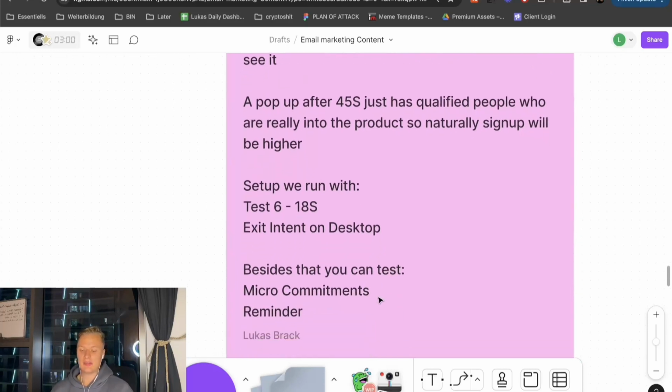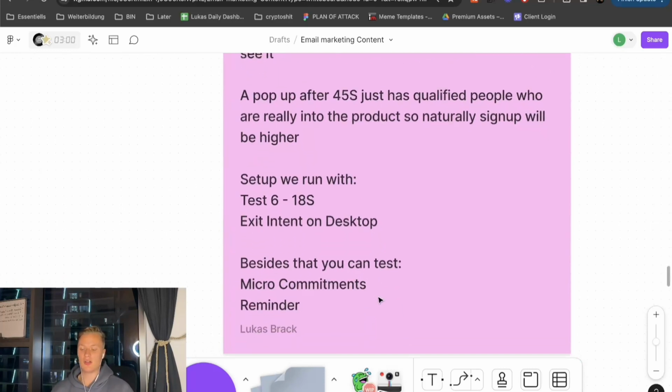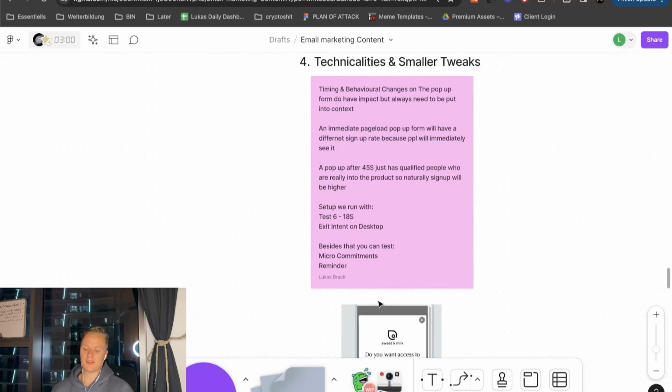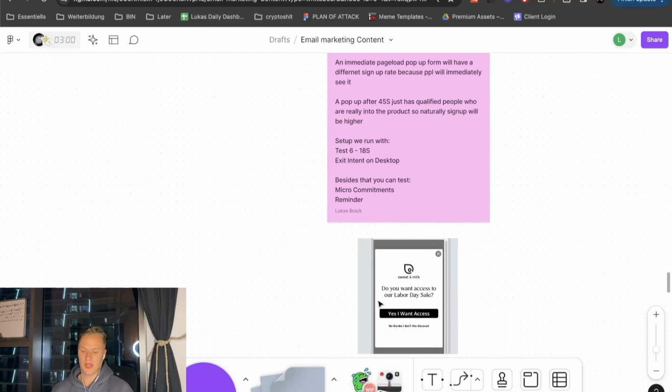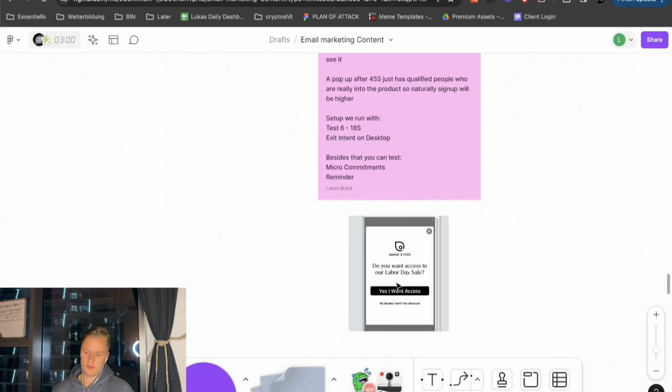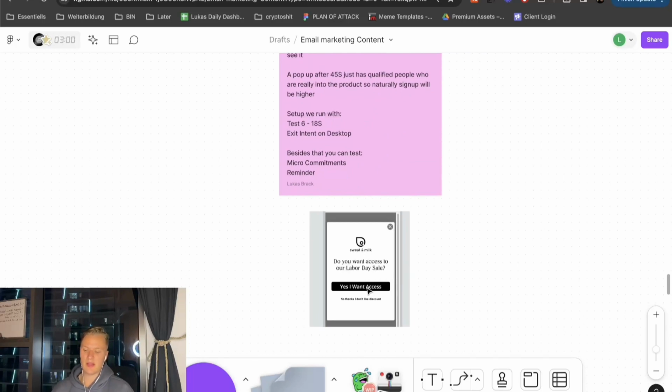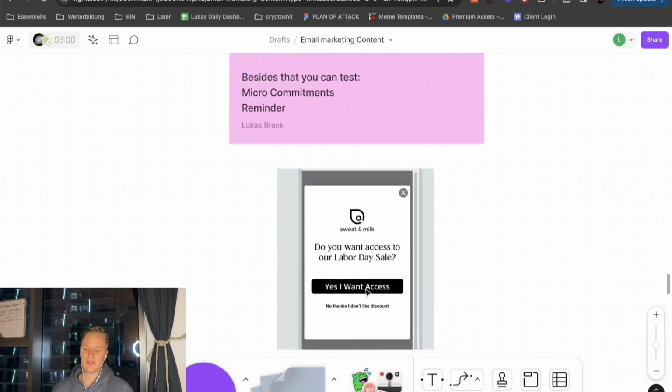Besides that, you can test a few things. For example, what we try to implement are micro commitments and reminders. What I mean by reminders is something that they recently introduced and something that we use for promos. For example, you have a Labor Day sale, and then we just have this pop-up form that says, do you want access to our Labor Day sale? Yes, I want access. No thanks, I don't like discounts. It's not 100% the truth, because in theory they have access anyways, but we see a huge increase in sign-up rates during those times, even though we do not really have something.